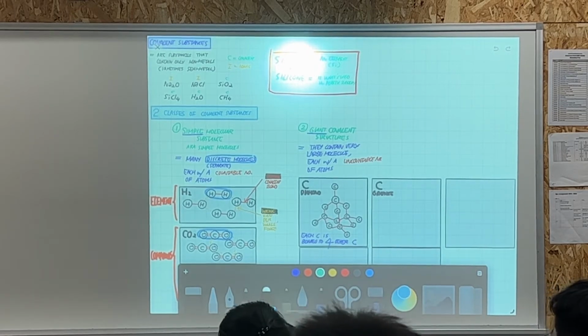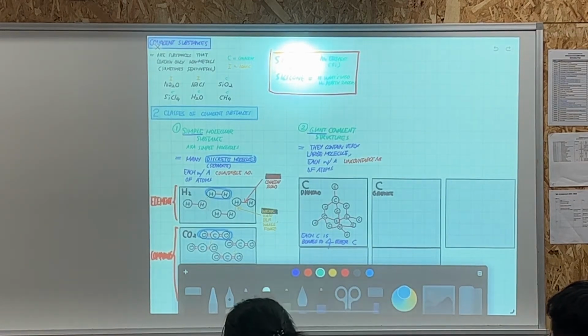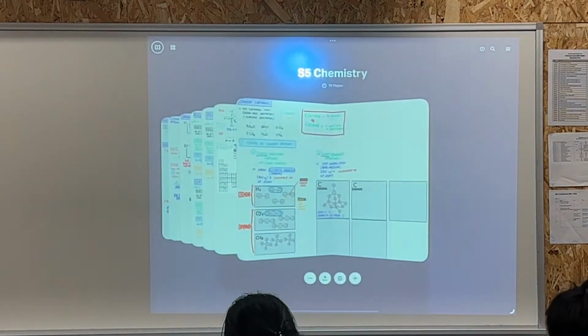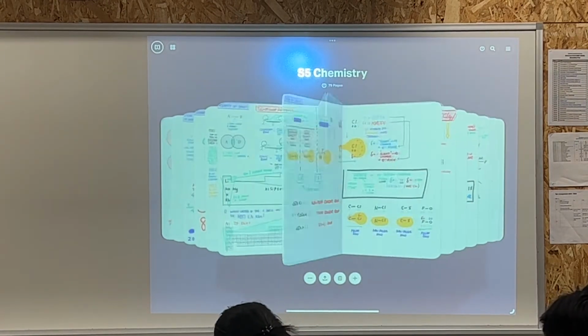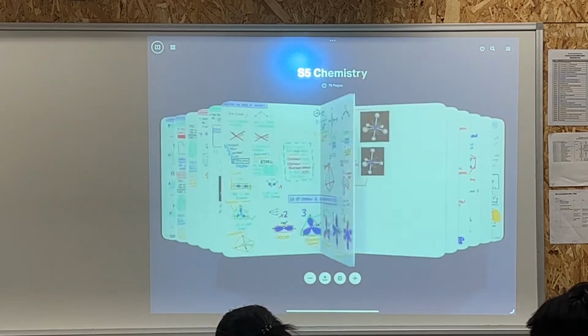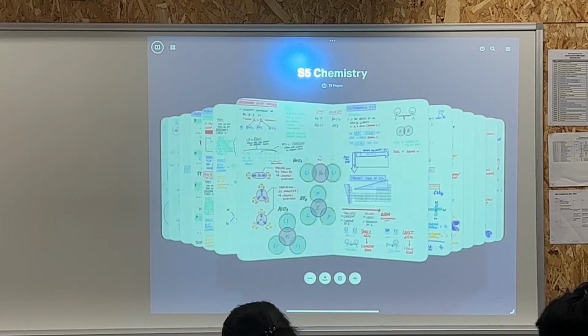Which of those reactions require UV light? Is it alkane substitution or alkene addition? Alkane substitution. So that will be on the test. I can already tell you that. So if you don't revise for that, that's on you.